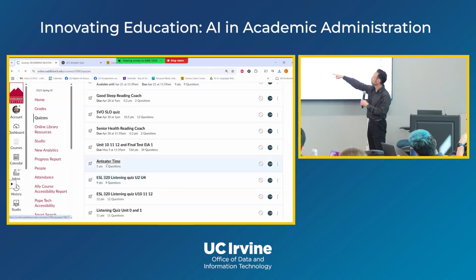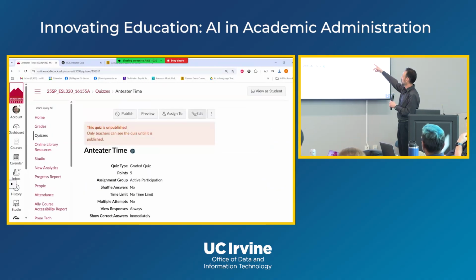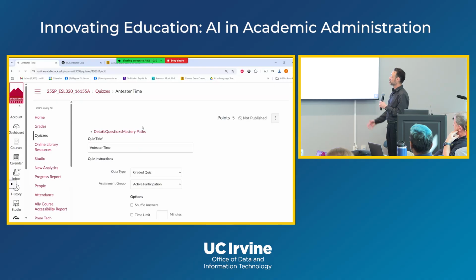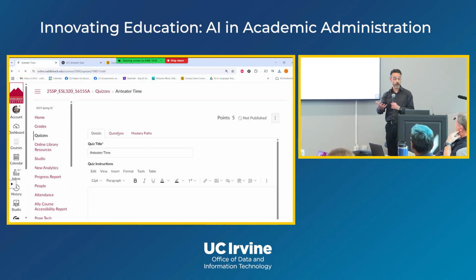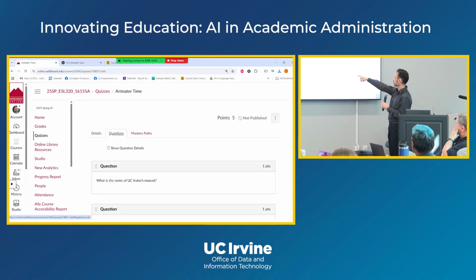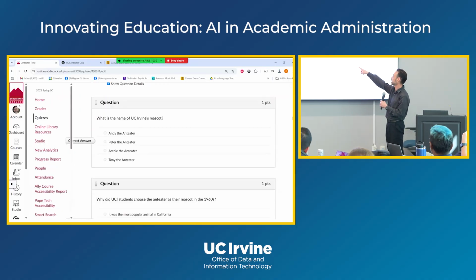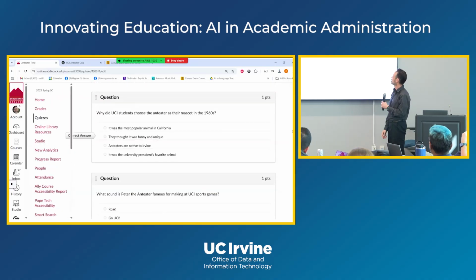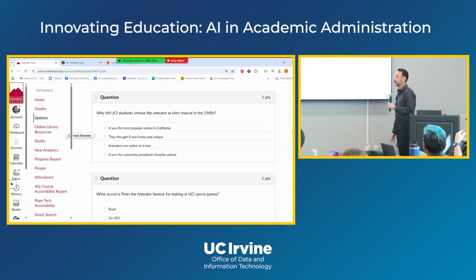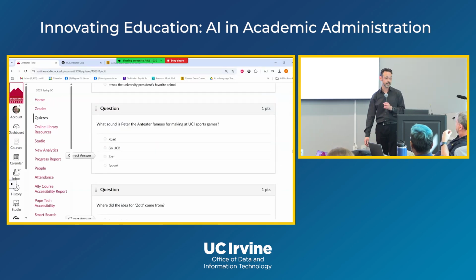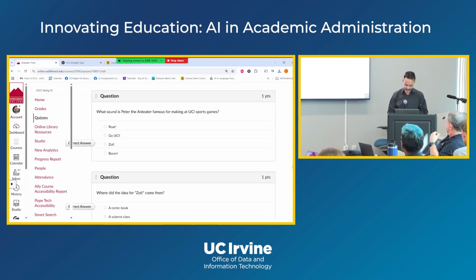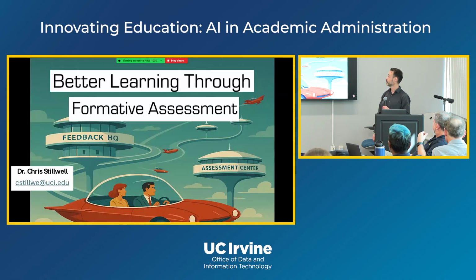I'm looking at my quizzes. There it is. It's right there, Anteater Time. And I'll click on Edit. And I can go through and I can see if the correct answers are marked correctly. I can fix things, but it's all right there. Show question details. And there it is. What's the name of UC Irvine's mascot? It's not Andy, it's Peter. Correct. Right? And so I've got my 5 questions. I can check them all. And all I have to do now is save it. And my students will be having better living through formative assessment.